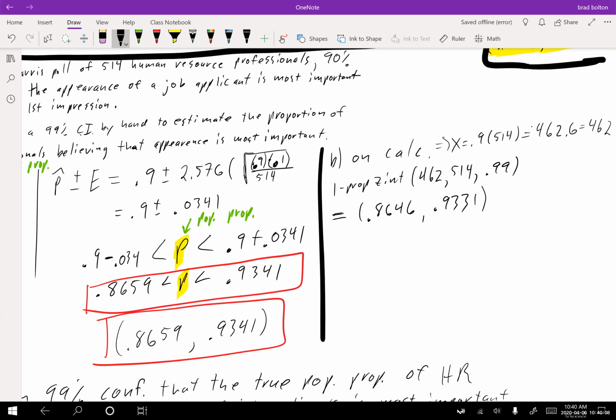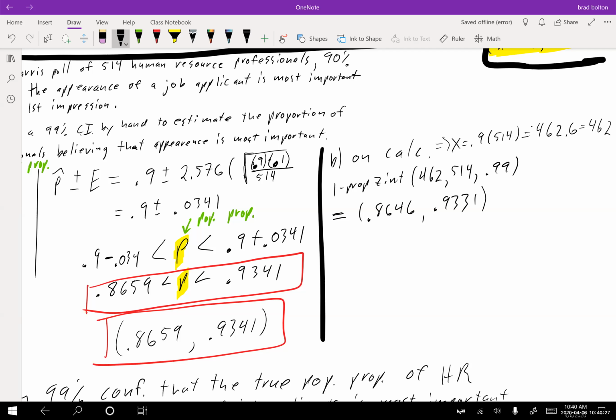8659. So that's a little bit different than what we got. Let me see if it makes a difference. Let's go stat. Let's use 463, see if it makes a huge difference. 0.8668, no, it wouldn't.